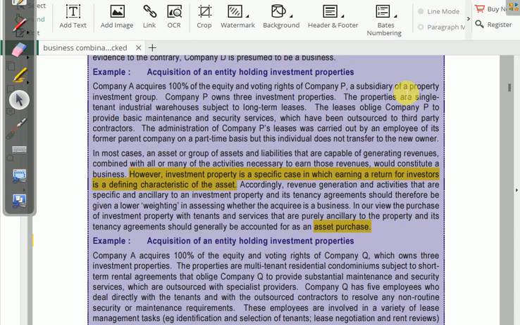So in substance, there are no inputs and no processes to qualify as a business. If someone acquires company P, then that person is not acquiring a business, and that is not a business combination. This is simply an asset purchase. Investment property is a specific case in which earning a return for the investor is a defining characteristic of the asset. Even if the property is earning some return on investment, fetching some rent, that is not a defining characteristic to qualify the same activity as a business.